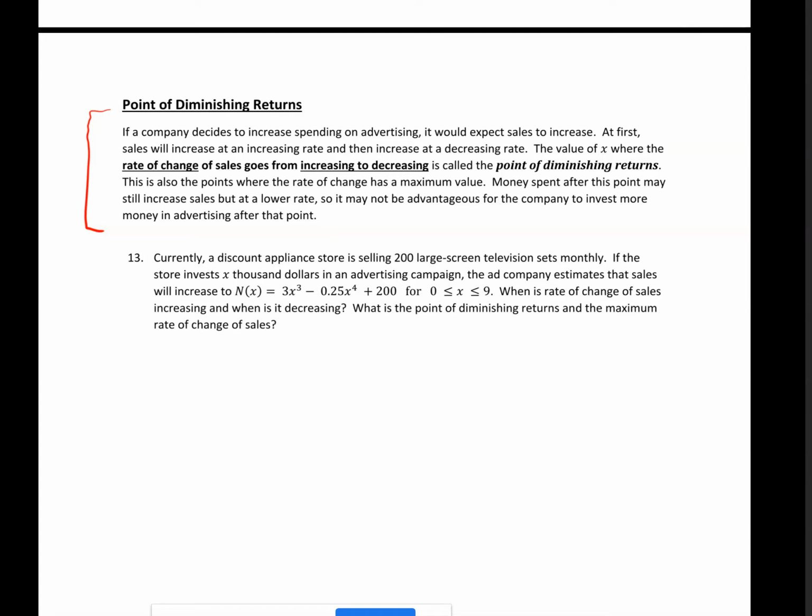So let's see this in an example. Again, there's no graphing here. It says currently, a discount appliance store is selling 200 large screen televisions monthly. If the store invests x thousand dollars on an advertising campaign, it estimates that sales will increase to this amount. So basically, remember, whenever you're given a function, ask yourself, what's your input and what's your output, right? So that's what I'm going to do here.